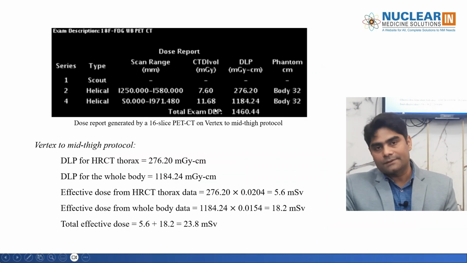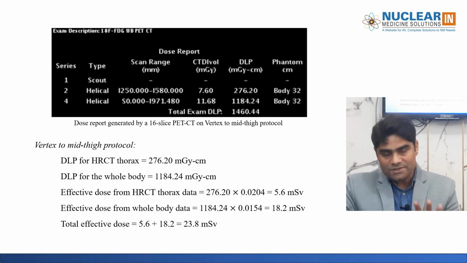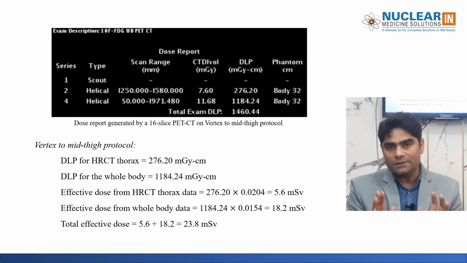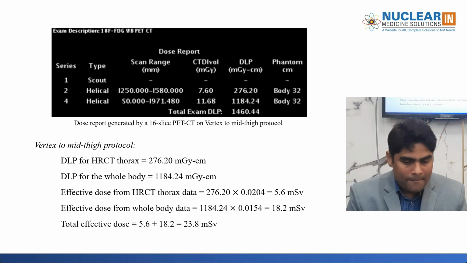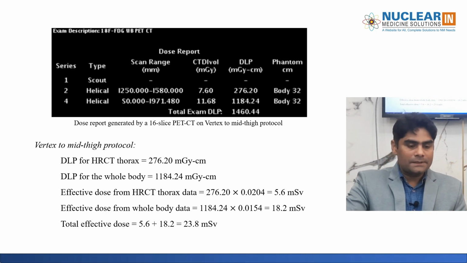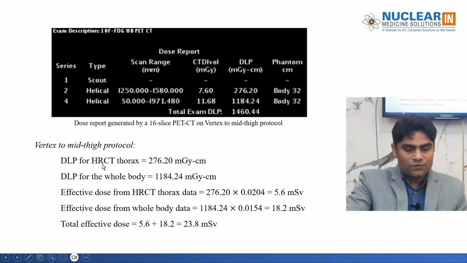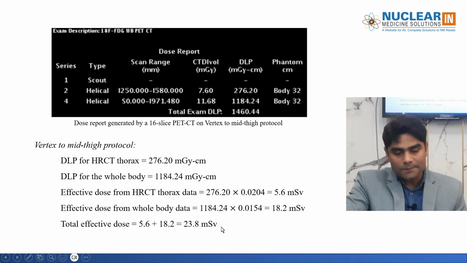So let's calculate CT doses from the dose report which we obtain from the machine. Here, for simplicity, we are considering the patient as a normal patient and taking the size specific dose estimate factor as 1. Let's look at the DLP value for HRCT thorax, because this reading corresponds to the thorax area. So this is DLP for the thorax, and the second DLP is for the whole body. The effective dose for the HRCT thorax will be 5.6 millisieverts. Similarly, for the whole body, it will be 18.2 millisieverts, and the total effective dose will be 23.8 millisieverts.